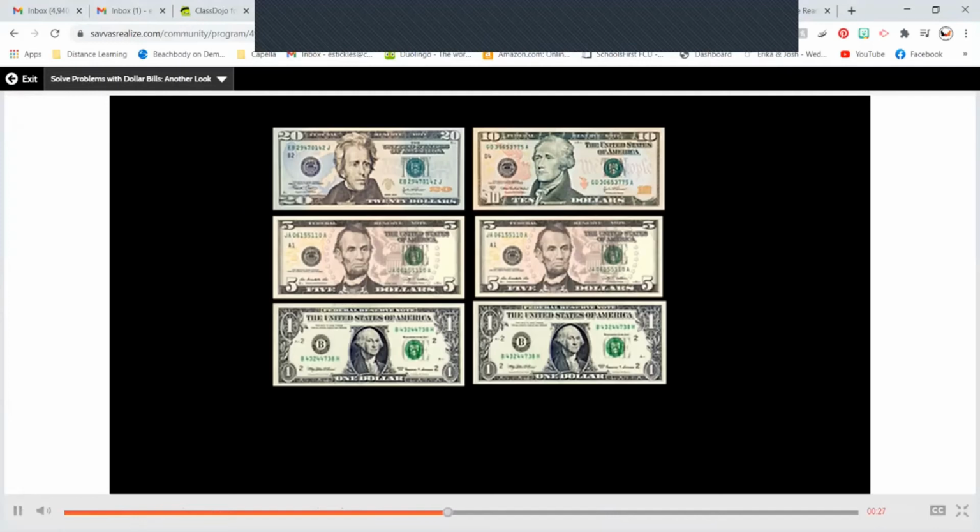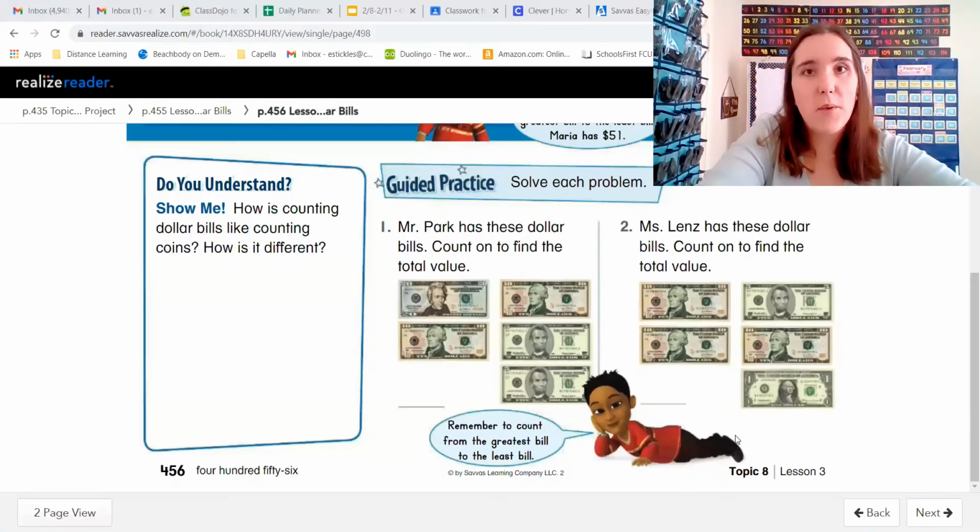And right now, I have this much money. What is the total value? Let's count on from the greatest bill to the least bill. $20, $30, $35, $40, $41, $42. I have $42. Wow, counting bills is very much like counting coins. You can count on from the highest value to the lowest value to get the total. Great work. Let's go ahead and turn the page and do some more practice.